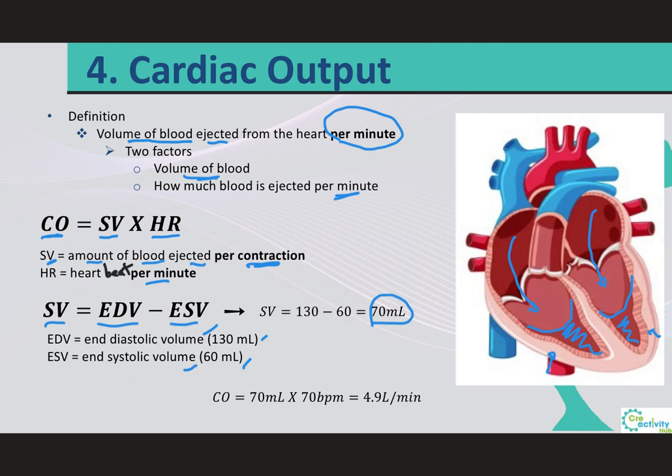And how about the number of beats the heart does per minute? Of course, this will also change from person to person, but this is what we call the heart rate, and on average, this will be about 70 beats per minute. Therefore, if we have 70 mLs of stroke volume and 70 beats per minute for heart rate, we have a cardiac output of approximately 4.9 liters per minute. And therefore, this is your cardiac output, which is the volume of blood that's ejected from the heart per minute. So every minute, your heart is able to pump almost 5 liters of blood that will be circulating throughout your body.